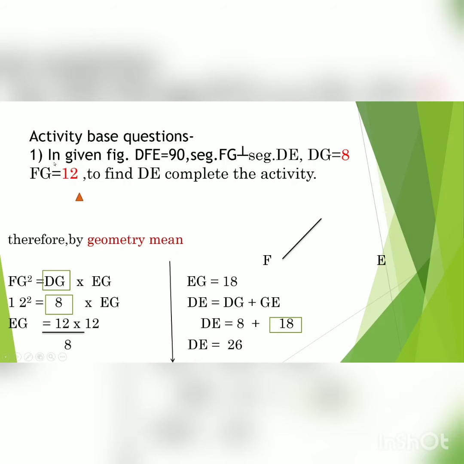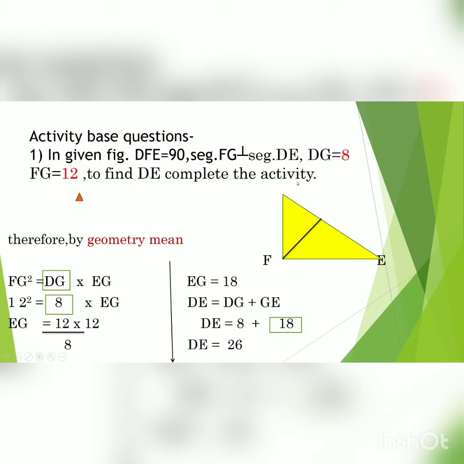I read the example. In the given figure, angle DAP is equal to 90 degrees. Segment FG is perpendicular to segment DE. DG is equal to 8. FG is also given, FG is equal to 12. To find DE, complete the given activity.